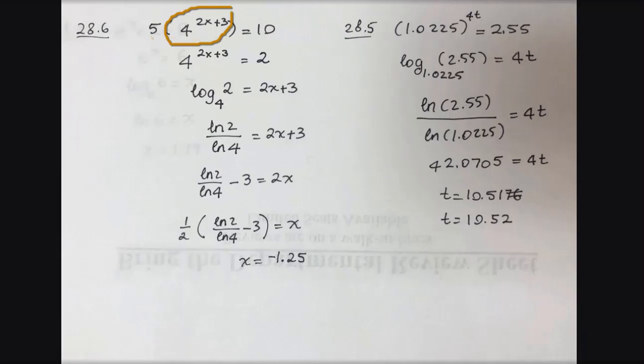To do that, we will divide both sides by 5, so that we get 10 over 5, which is 2, on the right, and we don't have this 5 anymore on the left. So we have now a simple exponential expression where 4 to the power 2x plus 3 equals 2. To find x, we can rewrite this in logarithmic form. So logarithm in base 4 of 2 equals 2x plus 3, which is the exponent.